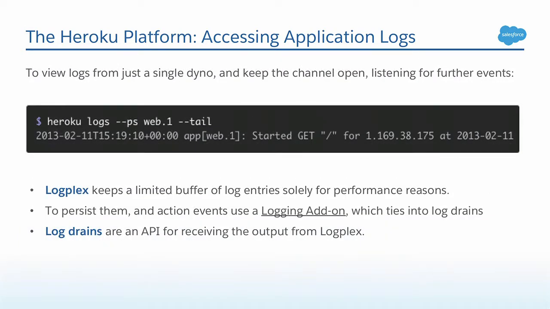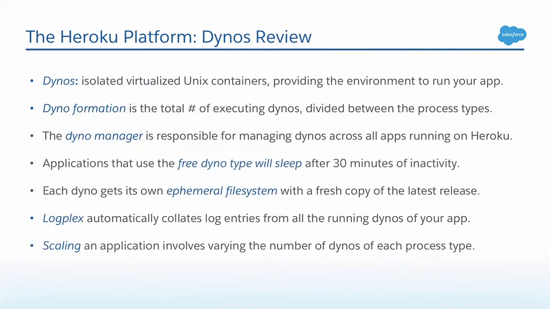However, for performance reasons, the logplex keeps a limited buffer of log entries. To persist them, you create actions based on events and email notifications. On exceptions, you would use a logging add-on provider. These add-ons tie into the log drains, which is an API for receiving the output from the logplex.